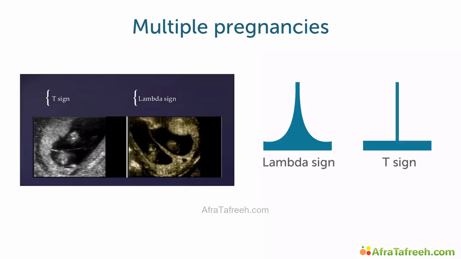To show and explain a bit further, I will give you the following images. On the right-hand side here, you see the T sign and the lambda sign, from the Greek letter lambda. And in the images on the left side, here you see the wall of the uterus with the T sign, and here we see the wall of the uterus with the lambda sign. This is very rare. And the best thing to do as soon as you see it, please refer to a gynecology department, because this woman with her babies needs extra care.